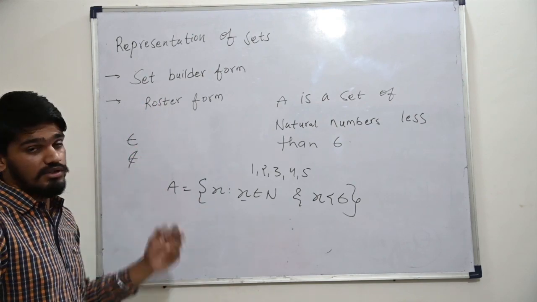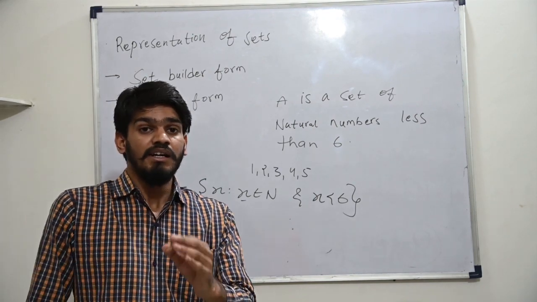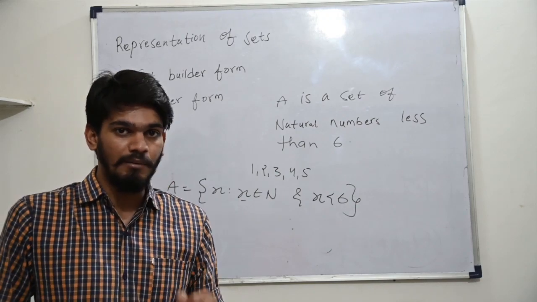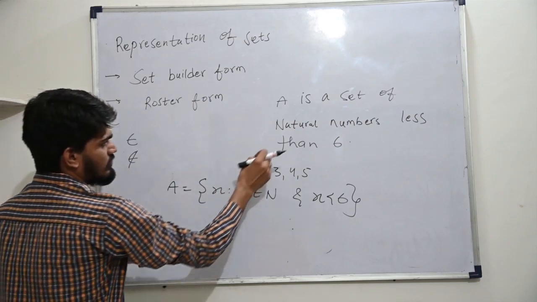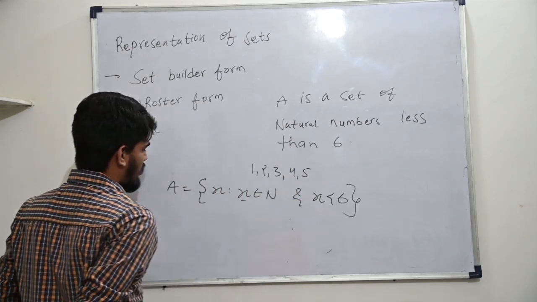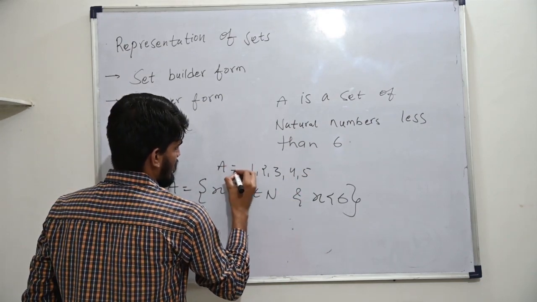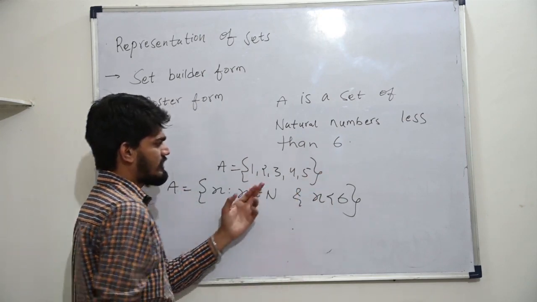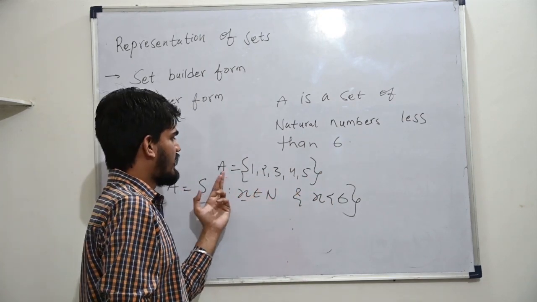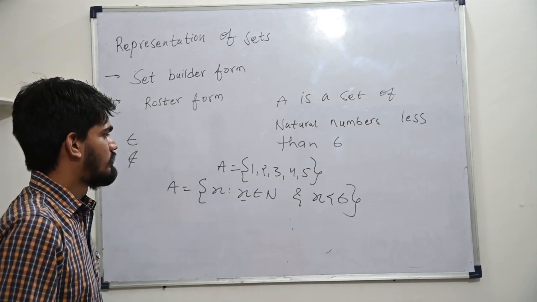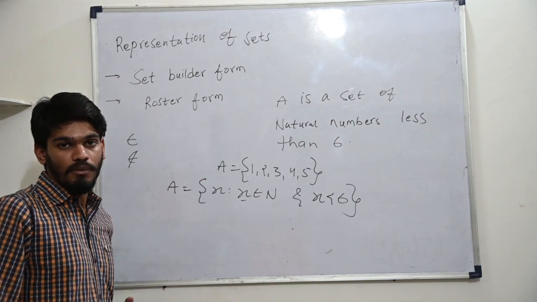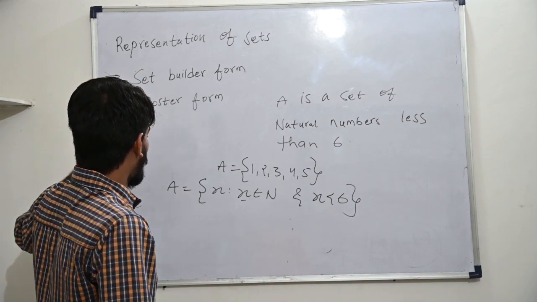When we talk about roster form, we write the elements into consideration. So in this one, what are the elements? 1, 2, 3, 4, 5. If I write them as A equals, separated by commas, then A equals {1, 2, 3, 4, 5}. So that will be the roster form, and we can call it tabular form as well. So that's how we write.